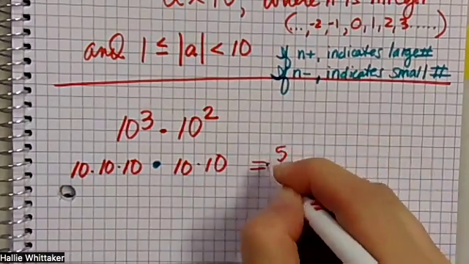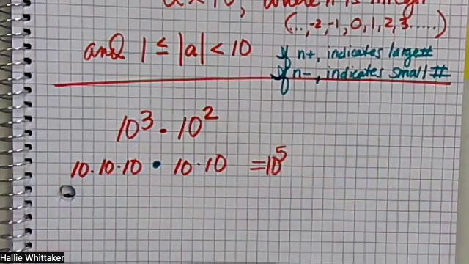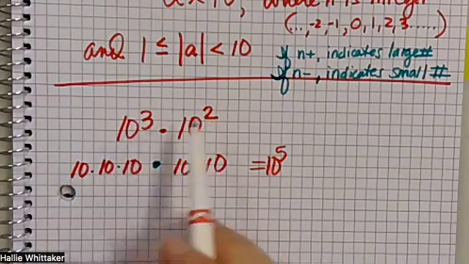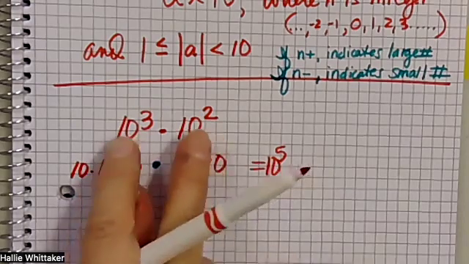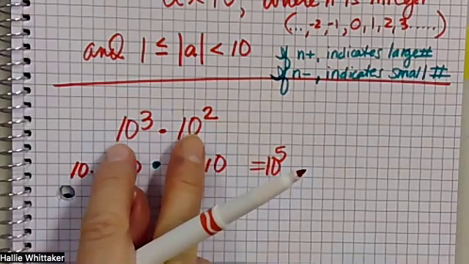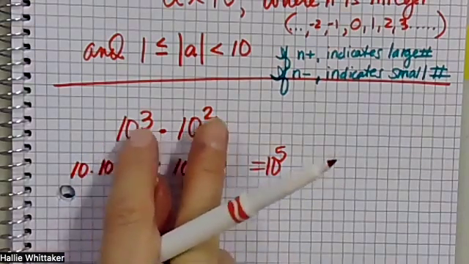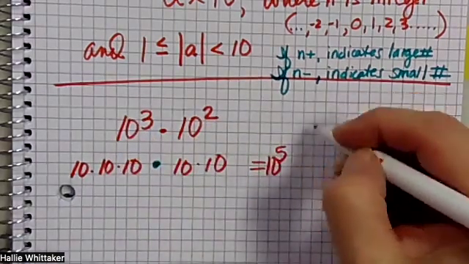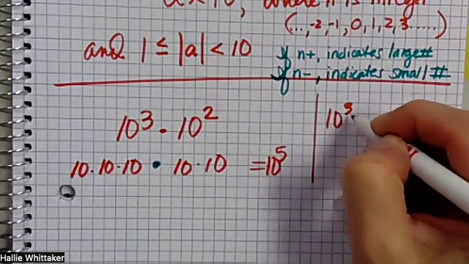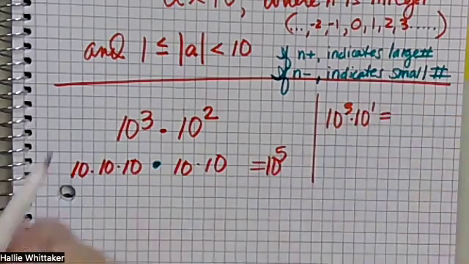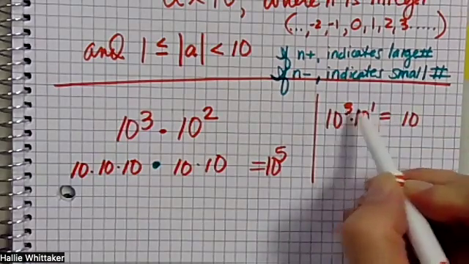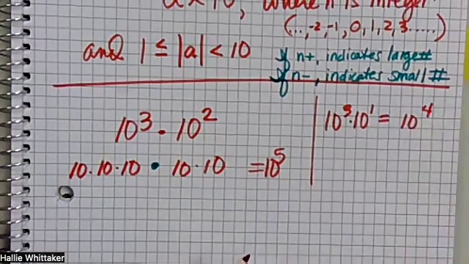5. Do you all see an easier way that we could have gotten to that? You got it. Just add the exponents. So when you see powers being multiplied and they have the same base, just add the exponents. To drive that home, if we have 10 to the third times 10 to the first, what is it? 10 to the 3 plus 1? Yeah, 10 to the fourth.